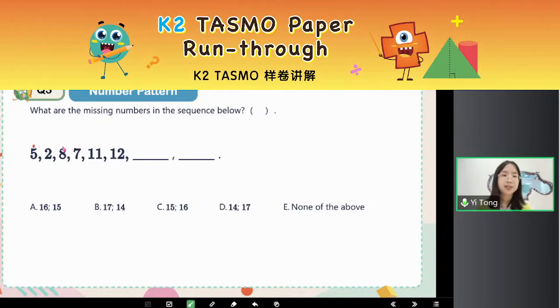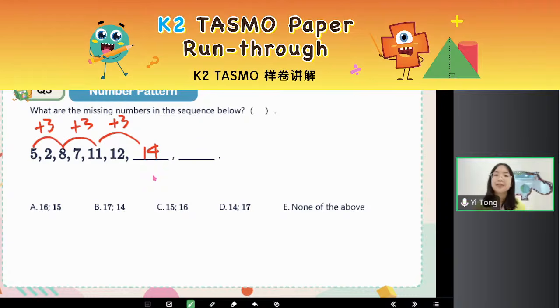5 to 8, plus how many? Plus 3. Now from 8 to 11, plus how many? 3 again. Now what's the next one? What do you think? Type in the chat, okay? Yes, it's also plus 3, most likely. Then what's the answer? 14. Now we're done with the odd number position.